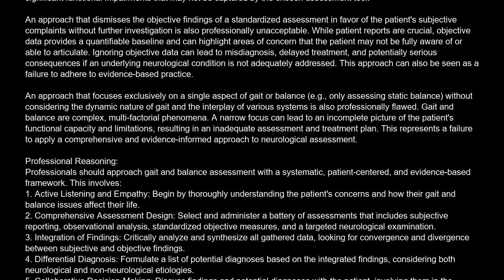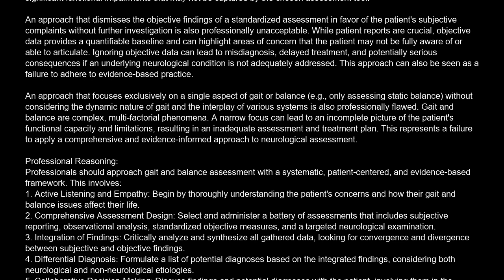Professional reasoning. Professionals should approach gait and balance assessment with a systematic, patient-centered, and evidence-based framework. This involves 1. Active listening and empathy. Begin by thoroughly understanding the patient's concerns and how their gait and balance issues affect their life. 2. Comprehensive assessment design. Select and administer a battery of assessments that includes subjective reporting, observational analysis, standardized objective measures, and a targeted neurological examination. 3. Integration of findings.